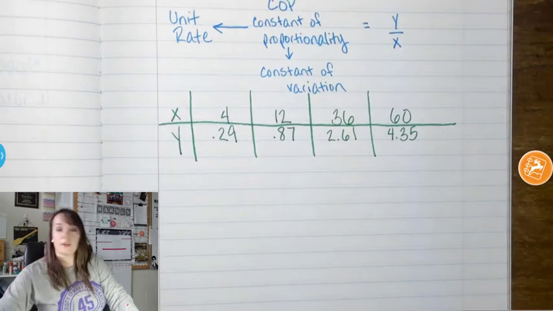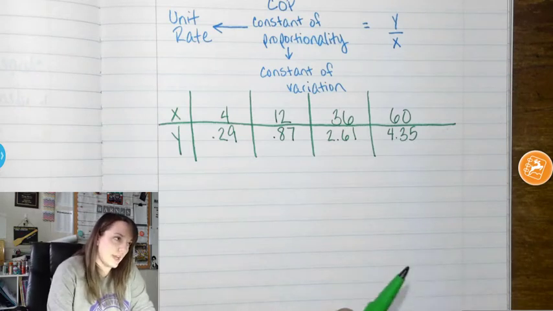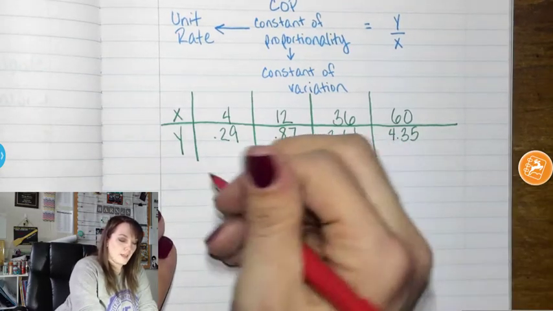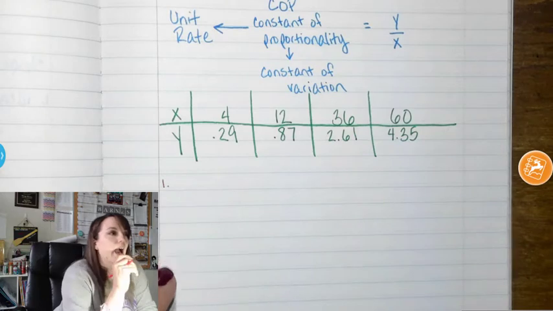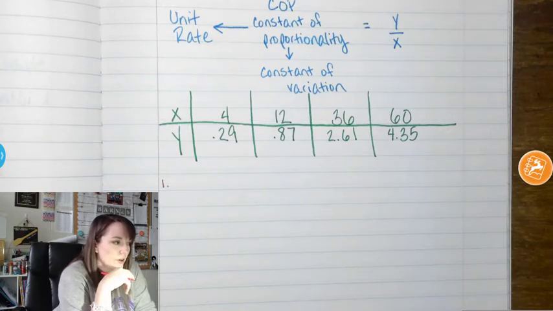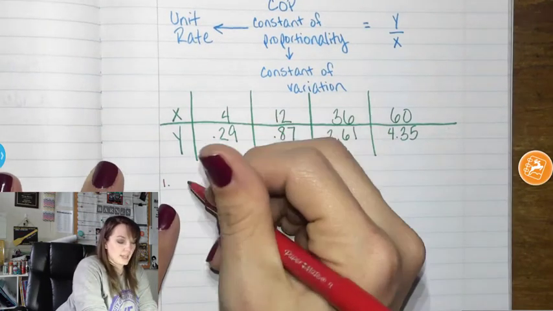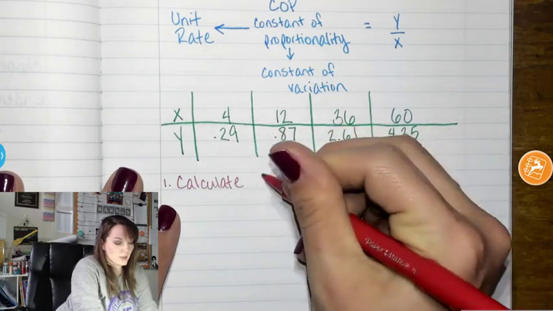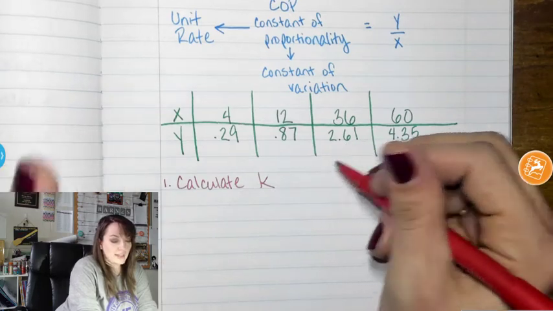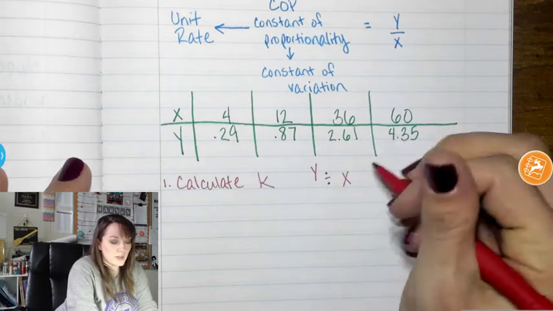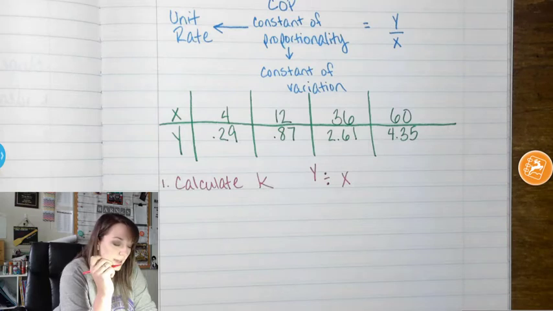Now, your goal is to decide, is this a direct variation or not? And I'm going to do a better job of explaining this than I did second period. You really need to check each one, because if one is off, they're all wrong. So you need to find K. We're going to calculate K by dividing. It's y divided by x.